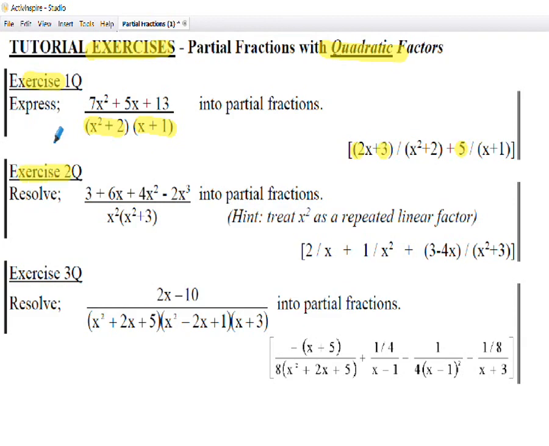For exercise 2 here, in the bottom line you have an x squared times an x squared plus 3 in brackets. This is a repeated linear, the x squared, and the x squared plus 3 in brackets is a quadratic. So in this case you will have a over x plus b over x squared plus cx plus d over the x squared plus 3. So this would be your a, your b, your c, and your d terms here. I'll let you look at exercise 3 and attempt that on your own.